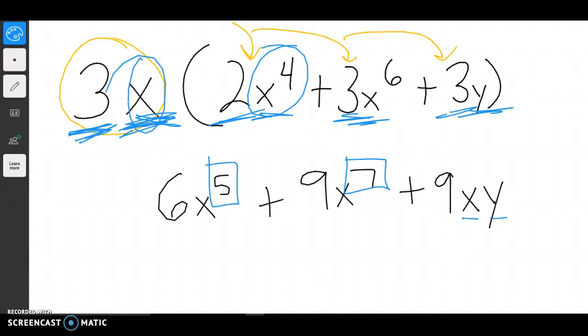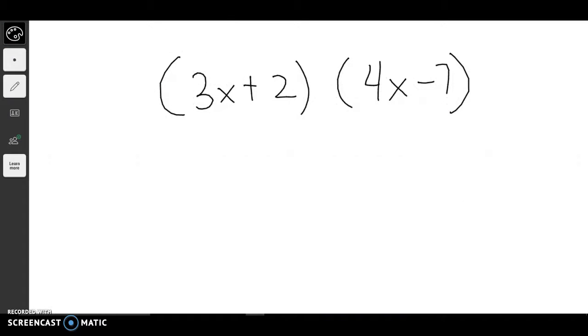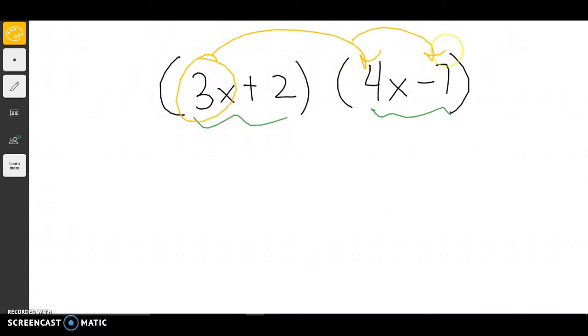So we're going to start looking at distribution of other things than a monomial across. Okay, so this is going to be the multiplication of two binomials. I have a binomial on this side, I have a binomial on this side, and we're going to multiply them together. Here's what you want to do. You want to distribute the 3x to both those things, but you still have another number left. So after you do that, you're going to take this 2 and then distribute the 2 to everything.